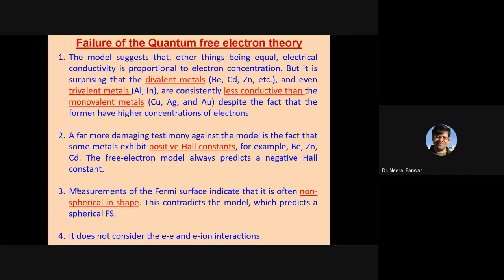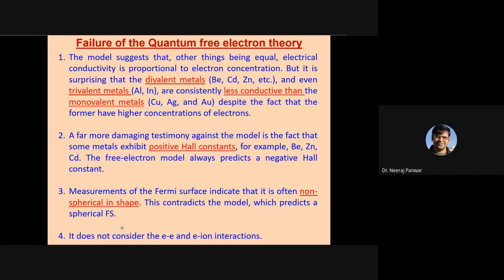The third failure of this Sommerfeld quantum free electron theory is that we have considered the Fermi surface to be of spherical shape, but it is observed that this is not the case for many metals. The Fermi surface is not of spherical shape for many metals. So again, here it is the failure of quantum free electron theory.